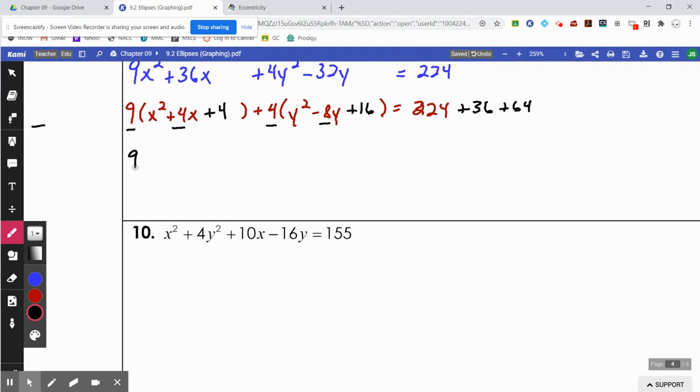Now let's factor. Should be a perfect square. X times itself, adds, multiplies would be positive 2. It's always half of this middle term. Bring down your plus 4. Perfect square. Y times itself gives you y squared. Adds, multiplies should be half of this negative 8, which is negative 4. That does work. And then when you add the right side, it gives you 324.